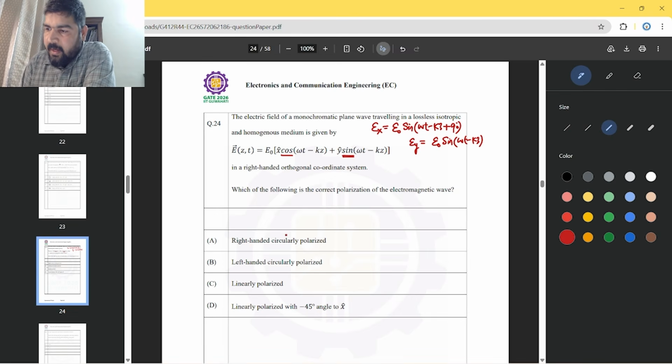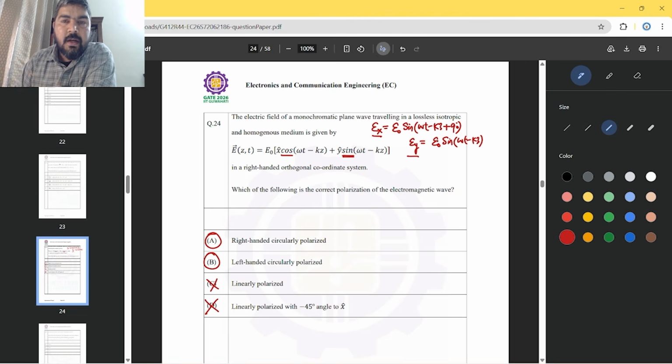Okay, now you can see that the X component and the Y component both have the same magnitude, but there is a phase difference of 90. So obviously the polarization will be circular. But the question is whether it is right circularly polarized or left circularly polarized. These two options may be correct, and these two are wrong.